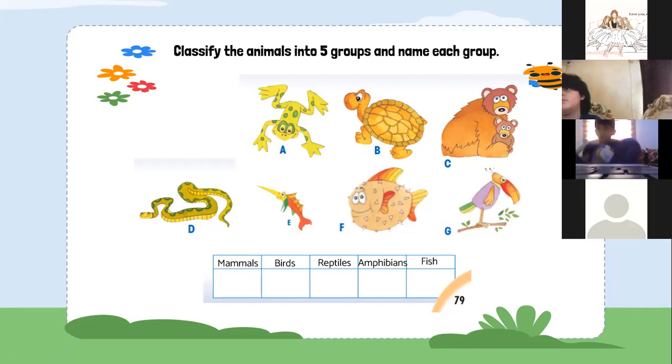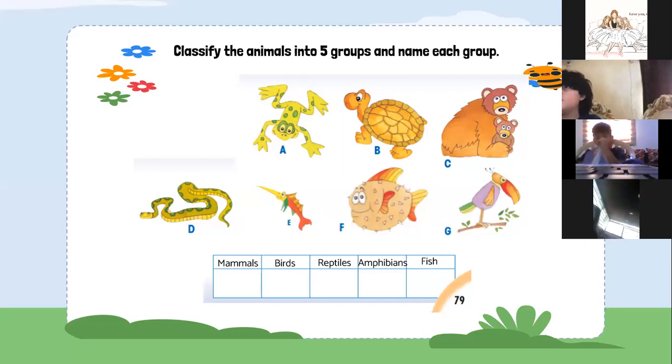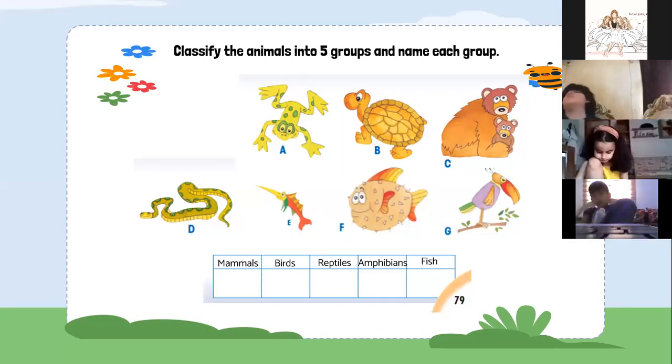So now, before I start, we've learned why we need animals, right? We need animals for clothing, for moving from one place to another, for food. Do you have any question?